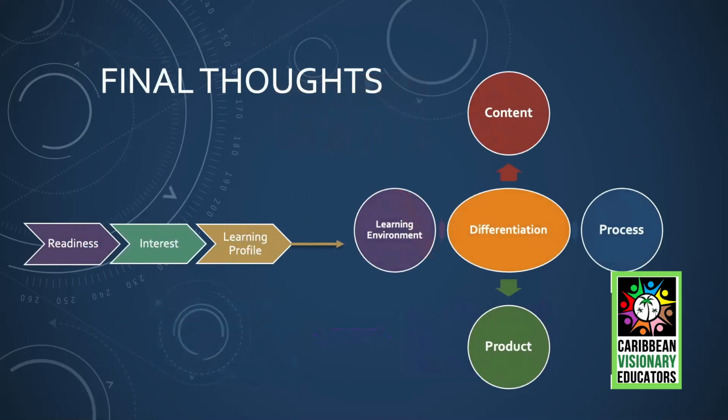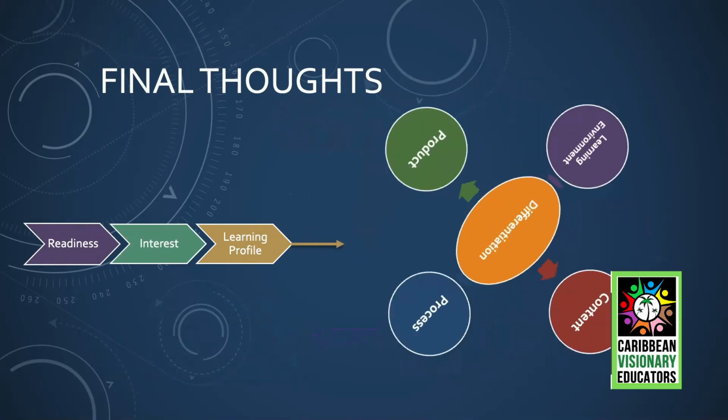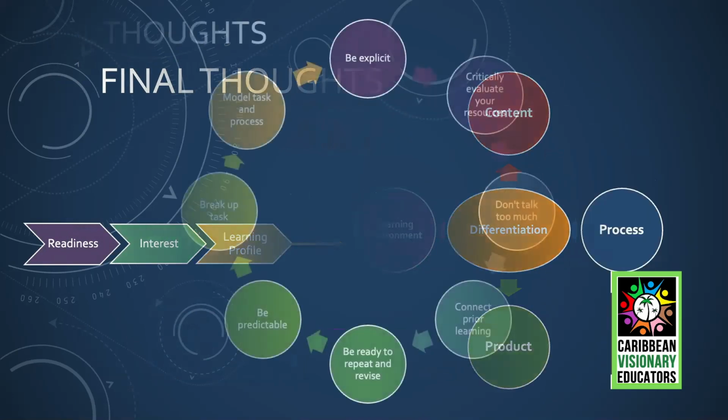As I said before, when it comes on to this, we have to be ready. Our students have to be ready. We have to understand their interest, know their learning profile. And once we can do this, we can move to the model of differentiation by content, process, product, and learning environment. And of course, I want to bring my final thoughts as I see time is running at this point in time. Be explicit about your instructions.